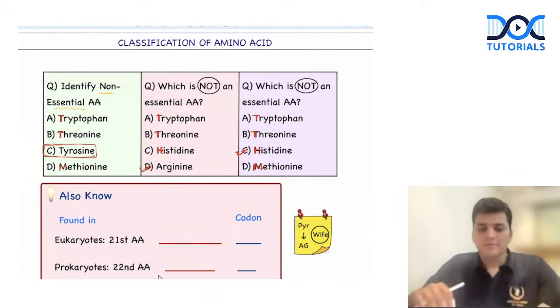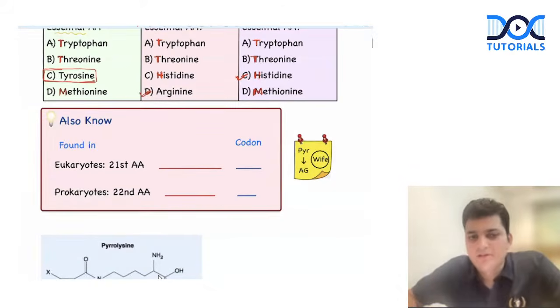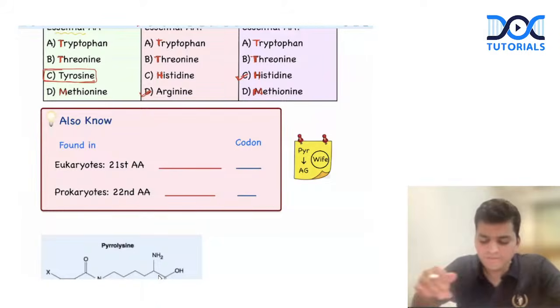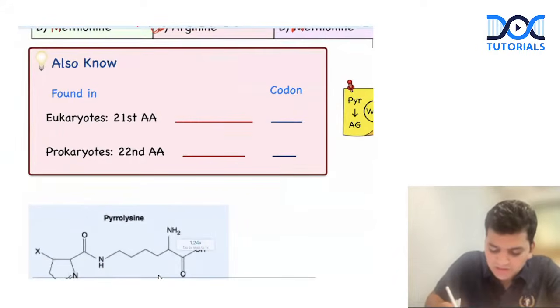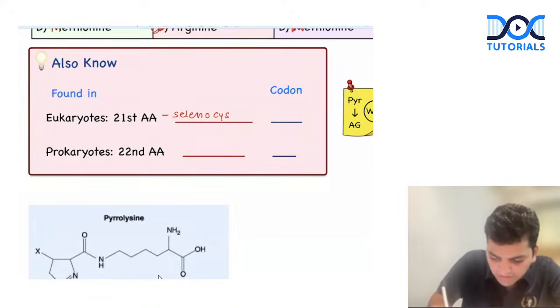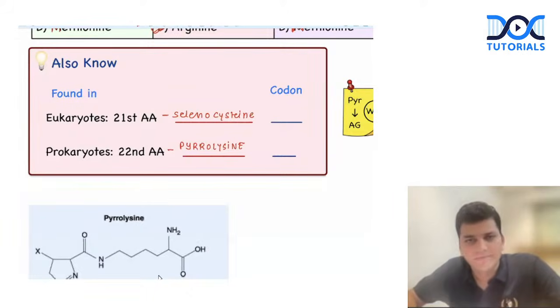Earlier, we had just 20 amino acids. The 21st and 22nd were recently added. So we should know their names and the codons for them. Just a few details about them. The 21st amino acid, recently added, is selenocysteine. The 22nd is pyrrolysine. These are the ones which were recently added.